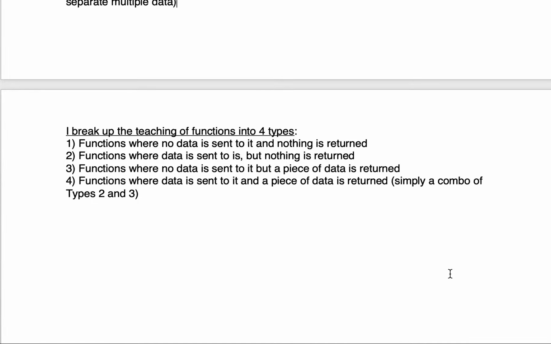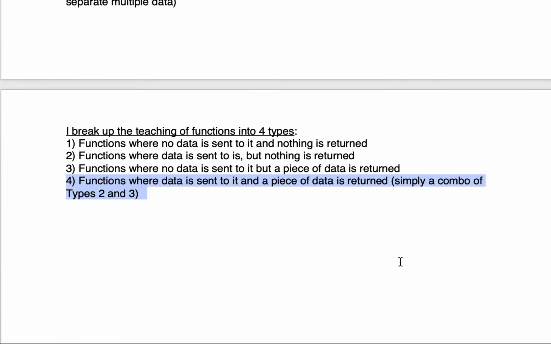Now, I teach this breaking up of functions into four different types. I call them type 1, type 2, type 3, type 4. If you look this up, nobody else teaches them like this, or there's not really a type 4 function. I just teach them in this manner. So tomorrow we'll start type 1, which is a function that has no data sent to it and it doesn't return anything, right? If you notice, void main void, that's a type 1 function. And then we'll go into type 2, then we'll go to type 3, and then type 4. And type 4 is really just a combination of 2 and 3.